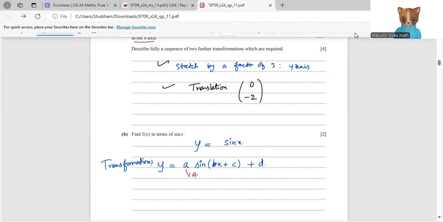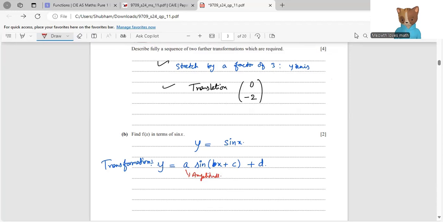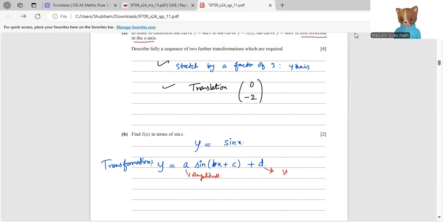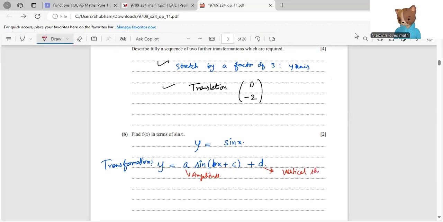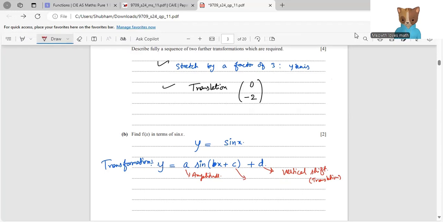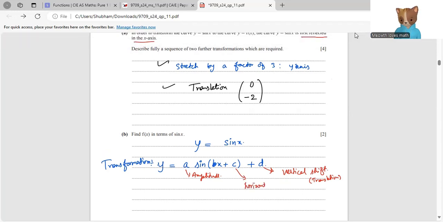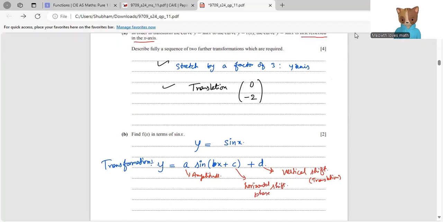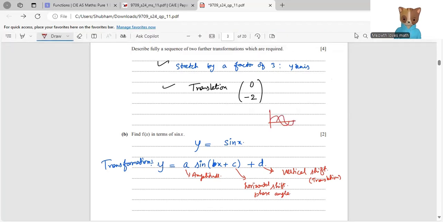A is called the amplitude. D is basically your vertical shift, upwards or downwards, a vertical translation. C is basically my horizontal shift. In physics, it is also called phase change, or phase angle, whether it is starting, for example, if one wave is starting like this and the other wave is starting something like this, so there is a gap.